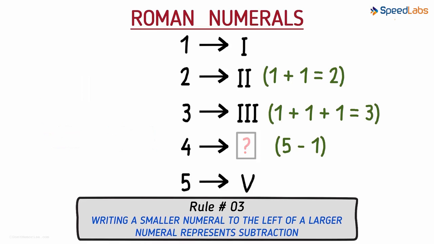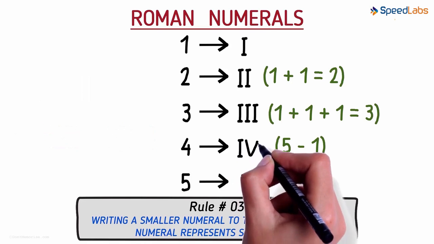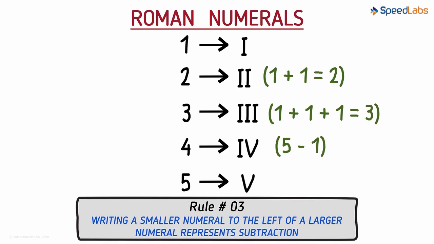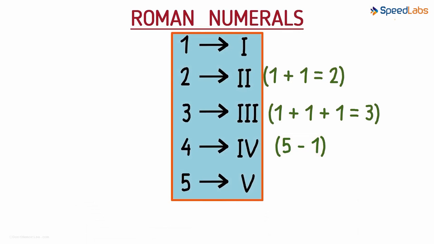So if we write the symbol of numeral 1 to the left of numeral 5, then what will we represent? Correct. It will represent the subtraction of smaller numeral 1 from the larger numeral 5. Understand this well as it forms the base of the Roman numeral system. We wrote the numeral 1 to the left of numeral 5. And based on this rule, this implies subtraction of 1 from 5. That's how we get the Roman numerals for the first 5 numbers.